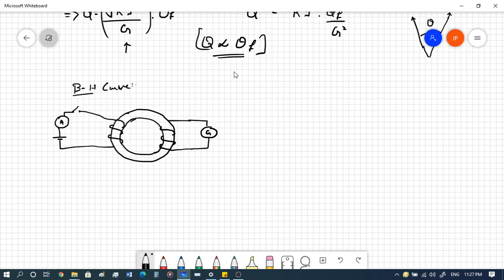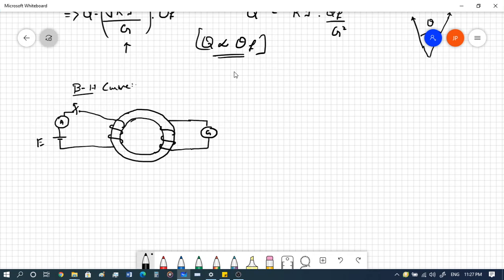So what we do is that initially the switch will be closed, and then we'll suddenly open the switch. So there would be a quick change in the flux in the magnetic core, and because of which there would be an impulse current that would flow through this galvanometer. So let's look at what are the governing equations over here.